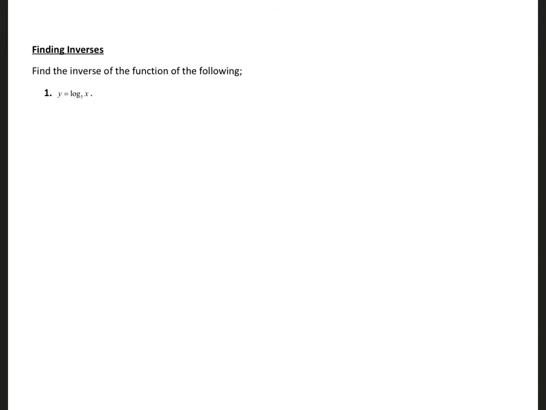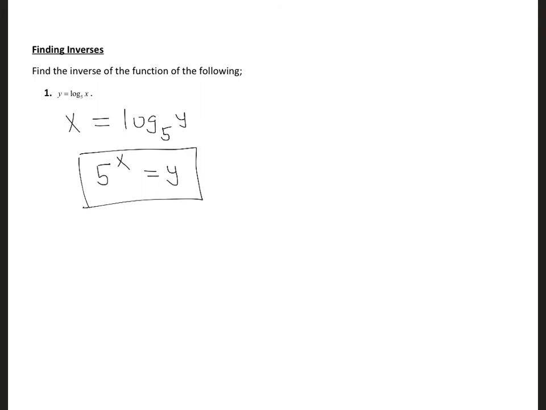So here we are told to find the inverse of the function, and I'm going to start by interchanging x and y, switching x and y, so that becomes logarithm to base 5 of y, and then I'm going to write it as an exponent, so 5 raised to x is equal to y. So that will be the inverse. So that's the inverse of the function, and actually we can write it as equal to 5^x. That's another way of writing it.